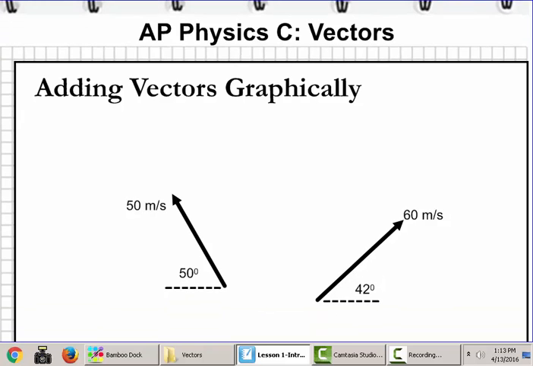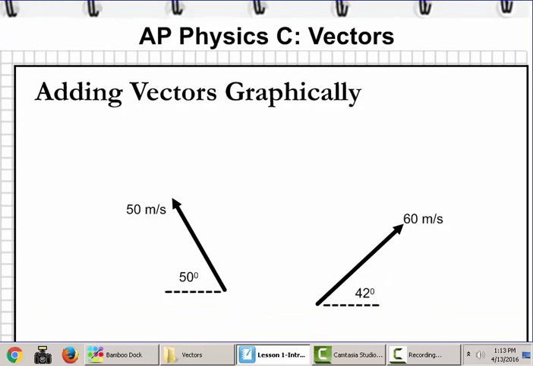Okay, adding vectors graphically. There's often going to be at least one problem where they're going to show you two vectors and they're going to have you add those graphically. Again, to do that, remember, you always add from head to tail. So if I want to add this vector here that has 50 meters a second, it's coming off at 50 degrees. I don't know why this shows 50. Let's put the 50 over here. That'll make more sense. And I want to add those two. I would bring this one right over here. I would go head here to tail here.